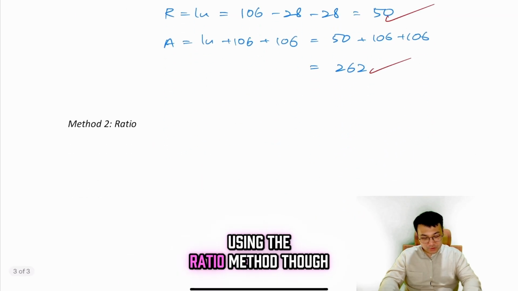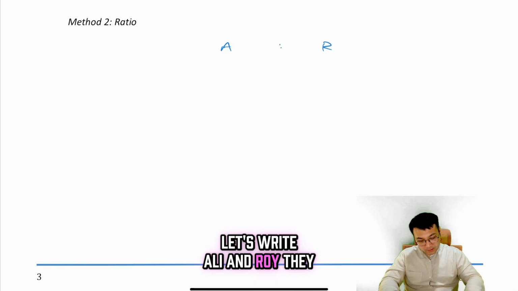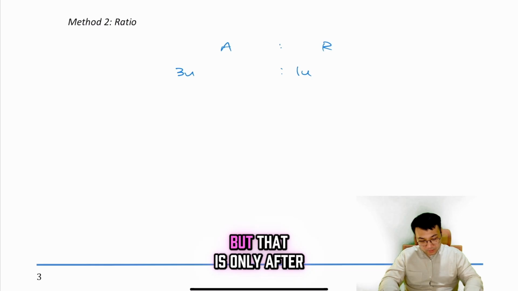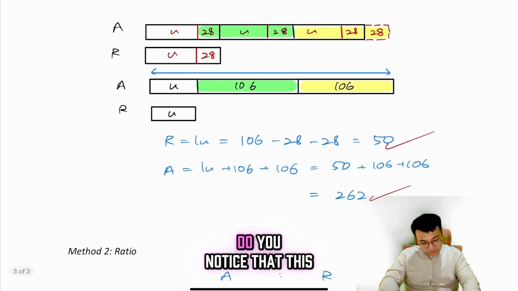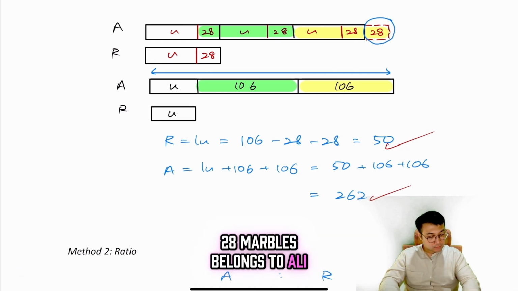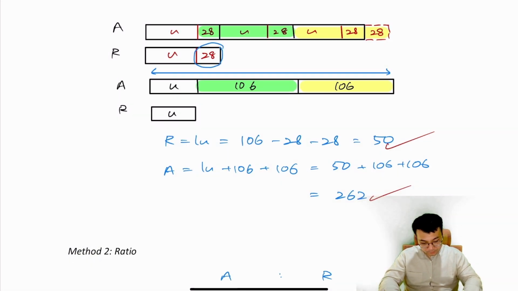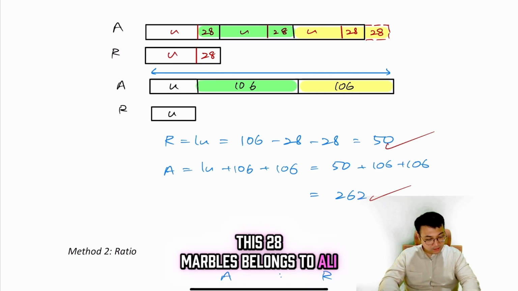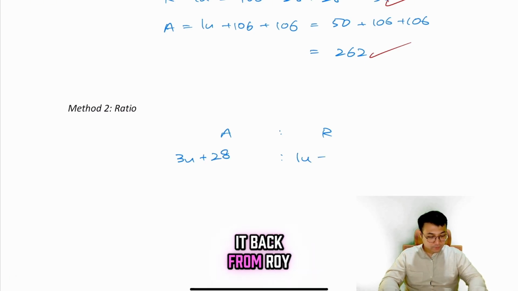How do we solve this using the ratio method though? Let's write Ali and Roy. They said that Ali has 3 times as many marbles as Roy, but that is only after Ali gave 28 marbles to Roy. So let's go back to our model. Do you notice that this 28 marbles belongs to Ali? Only after he gave it to Roy, then Roy had 1 unit. So, since we know that this 28 marbles belongs to Ali, we're going to give it back to Ali. And we're going to take it back from Roy.